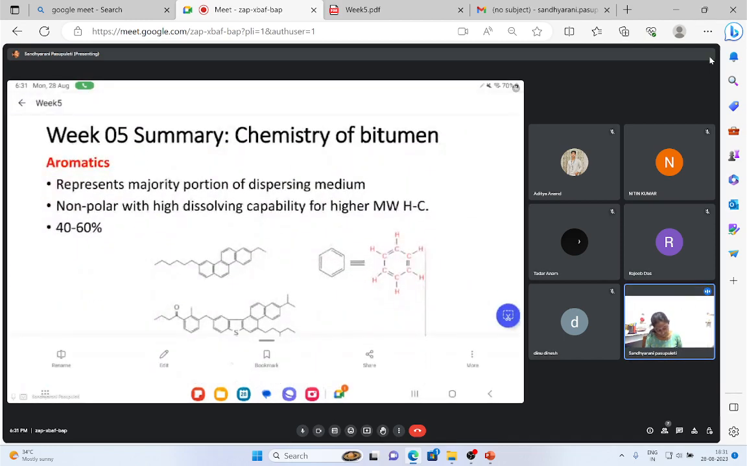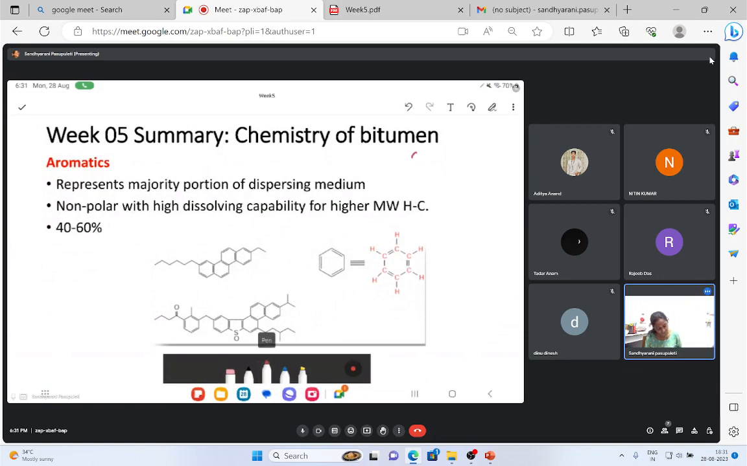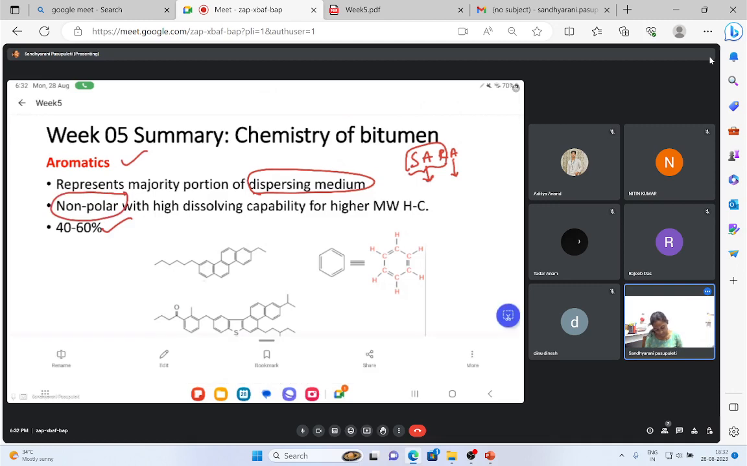And if you take the aromatics, which is in the SARA fractions, the second A, these are actually the dispersing medium. As I told, these three are maltenes and the asphaltenes are actually present within these maltenes. So out of these maltenes, the aromatics represent the majority portion of the dispersing medium because they are 40 to 60% of the entire bitumen, and these aromatics are non-polar with high dissolving capacity. Okay.